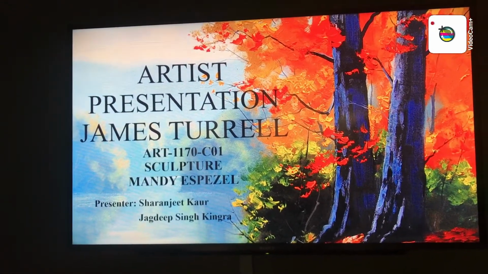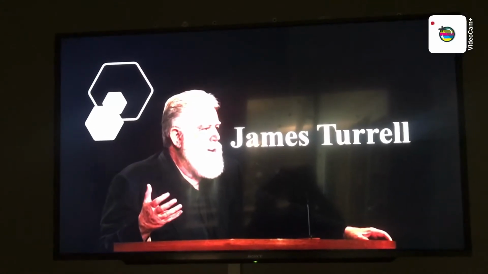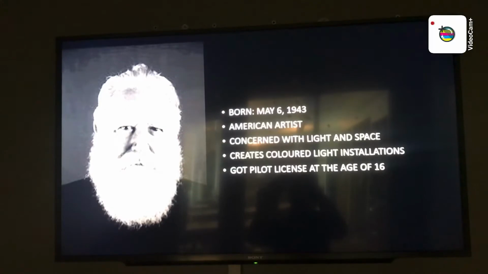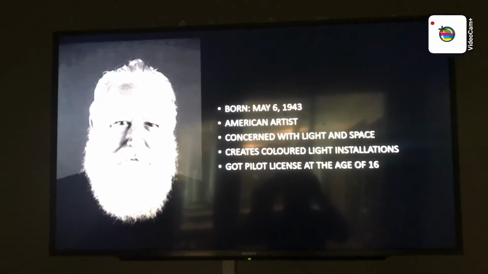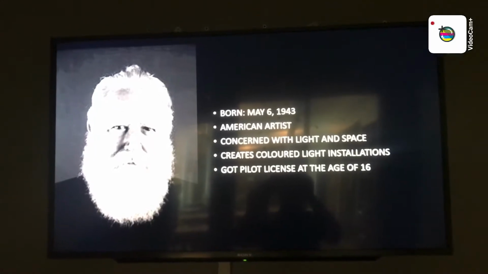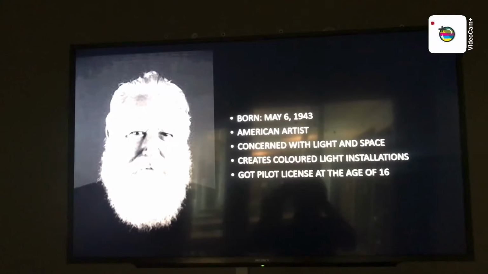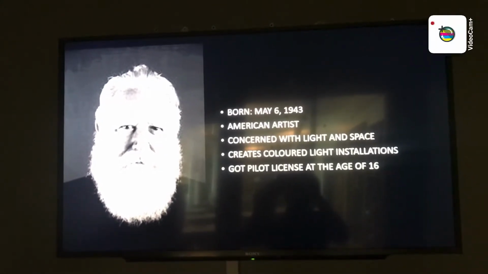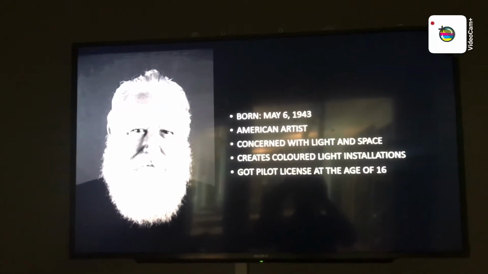So further going with this, a little intro about James Turrell. James Turrell is an American artist who was born on May 6, 1943 and is primarily concerned with light and space. James Turrell has innovated photographic techniques that allow lights to have a physical presence.